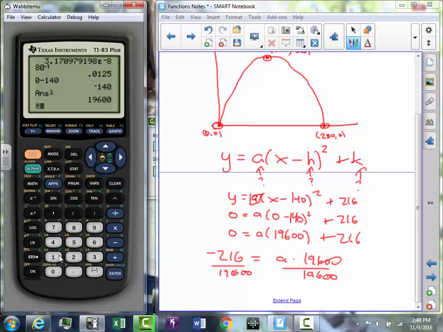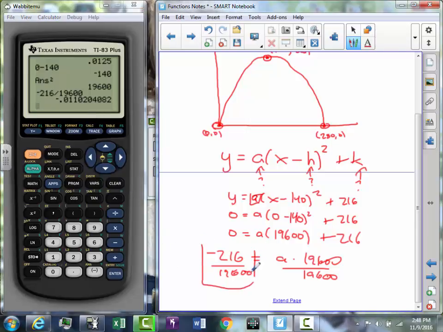If you were to take minus 216 then and divide by 19,600, that's not right. 19,600. Our leading coefficient is that value right there. 9 times out of 10 it's something gross. Gross. So here's the advice I give you. Just leave it as that fraction. So here's our final answer.